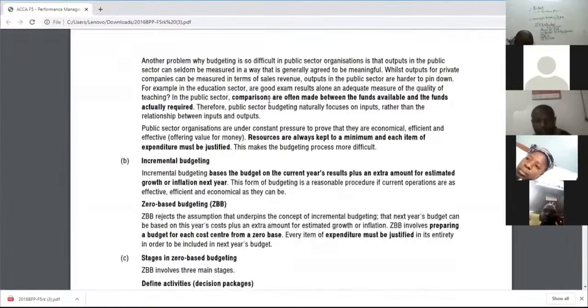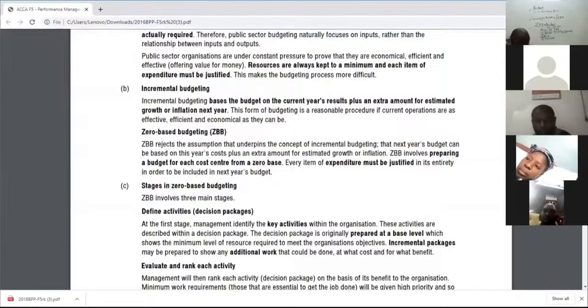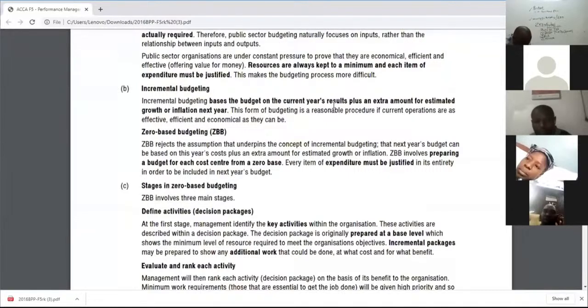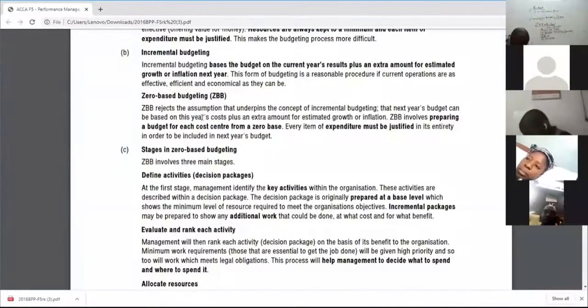We have where they wanted us to define incremental budgeting. You can see here, in incremental budgeting, we base the budget on the current year's results plus an extra amount for estimated growth or inflation next year. This form of budgeting is a reasonable procedure if current operations are effective, efficient, and economical as they can be. Zero-based budgeting, ZBB, rejects the assumption that underpins incremental budgeting, that next year's budget can be based on this year's cost plus an extra amount for estimated growth or inflation.